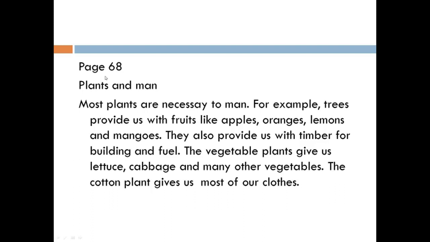Okay, page 68, we see plants and man. Man means mankind, human being. Most plants are necessary to man. For example, trees provide us with fruit like apples, oranges, lemons, and mangoes. They also provide us with timber and wood for building.